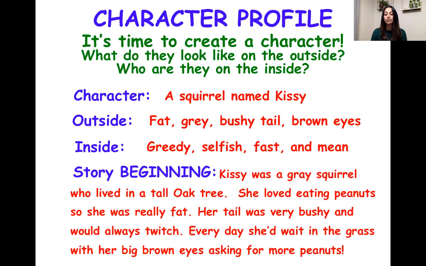Kissy was a gray squirrel who lived in a tall oak tree. She loved eating peanuts, so she was really fat. Her tail was very bushy and would always twitch. Every day, she'd wait in the grass with her big brown eyes, asking for more peanuts.